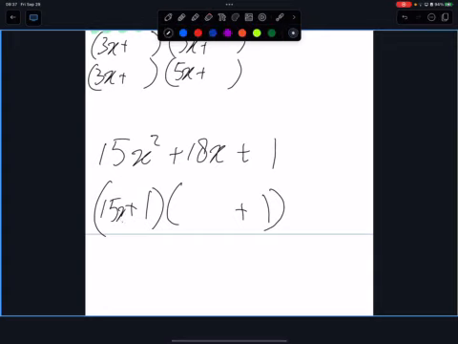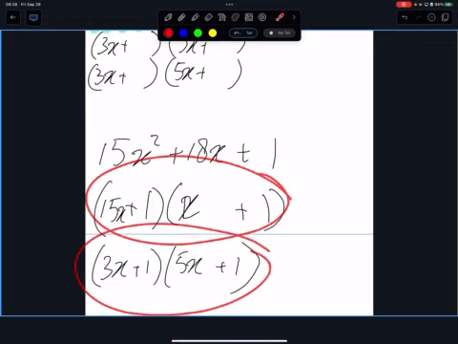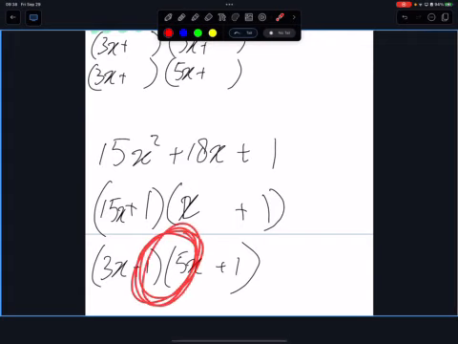You either have this, or you have x and 5x plus 1. Those are the only possible solutions with 1 in the back. 5 times 1 is 5. 3 times 1 is 3. No, it's not 18.